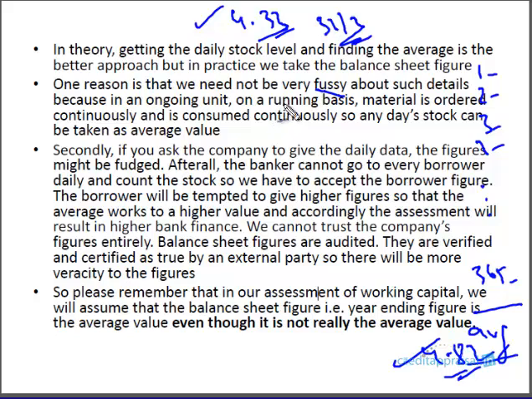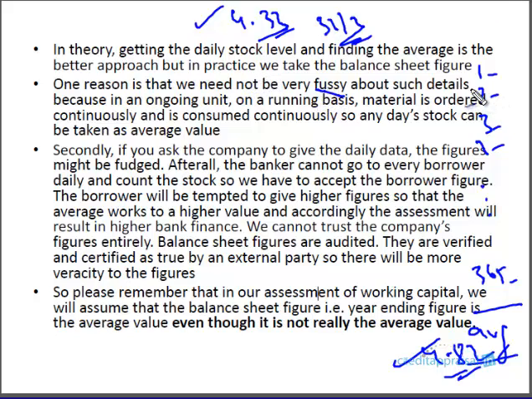In a continuous unit, any day's figure will be an average value. There might be some extremes on some days, but on an average, any day's figure can be taken as an average value. That's why we are taking the balance sheet figure as the average value, even though this is not strictly the true average, right? For a running unit in a continuous process, this will be roughly the average. So we are not going to be very fussy about such details.